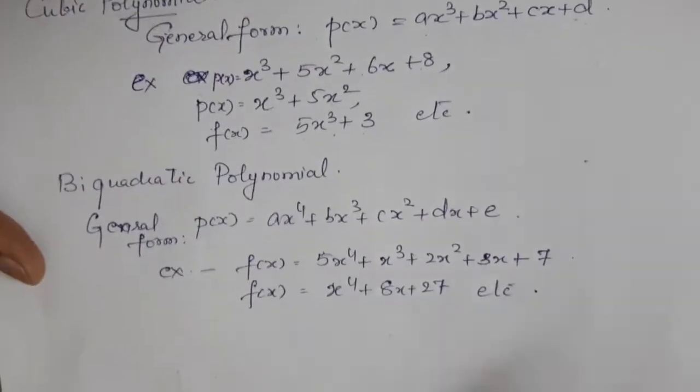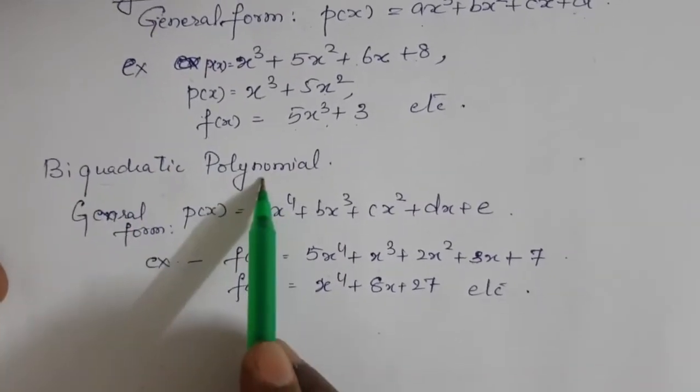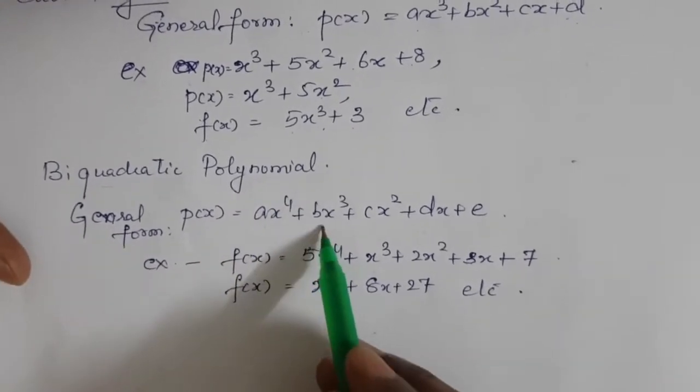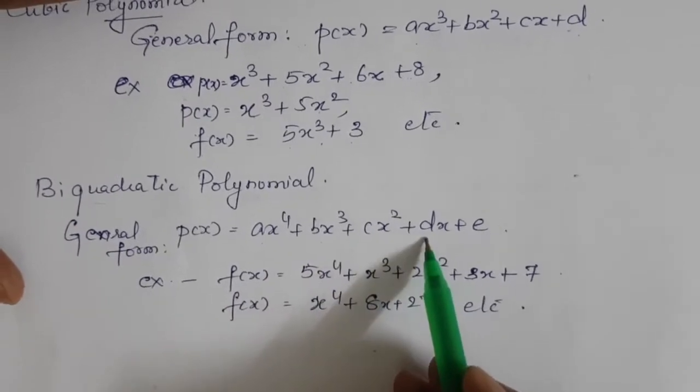Okay. Now next is biquadratic polynomial. Its general form is ax⁴ + bx³ + cx² + dx + e.